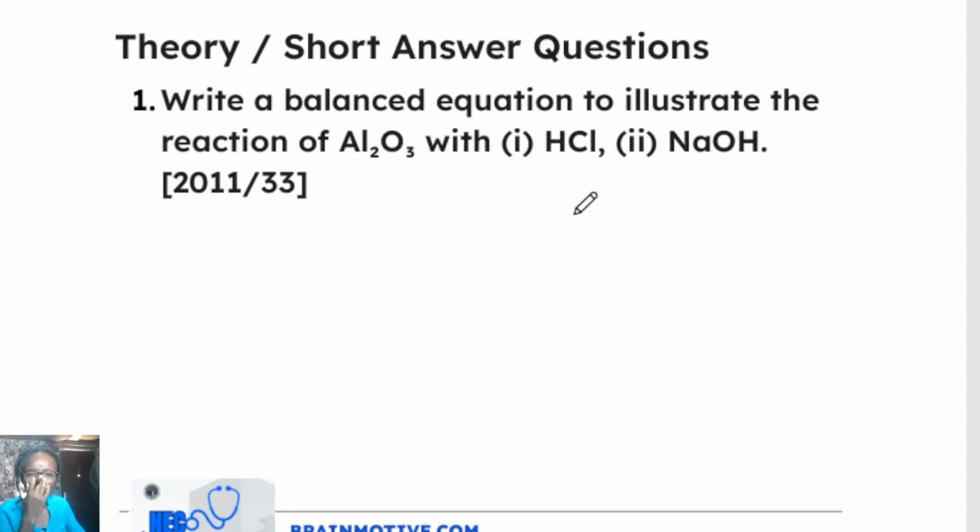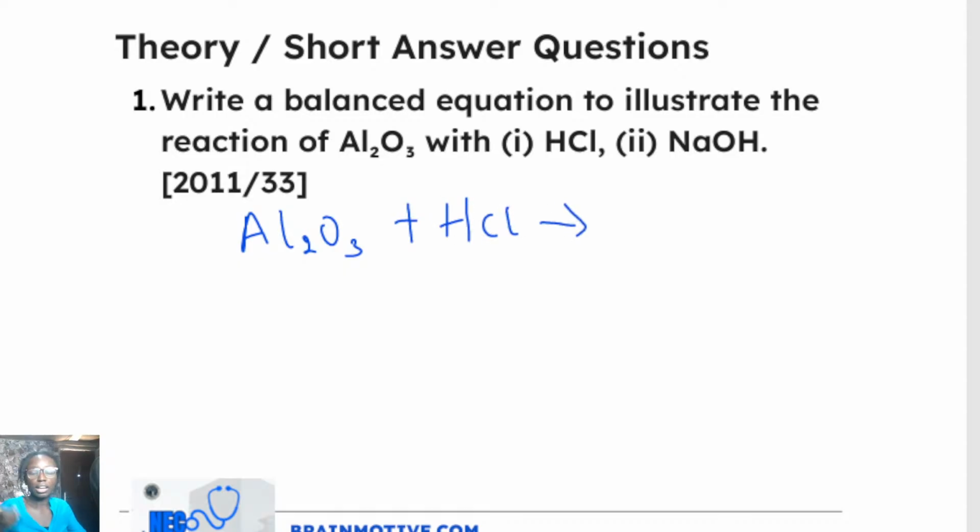If you know anything about aluminium oxide, it's amphoteric, right? So it should behave sort of like an acid if it's reacting with a very strong base, and should behave like a base if it's reacting with a very strong acid. So we can write the equation. Let's first of all react it with hydrochloric acid.